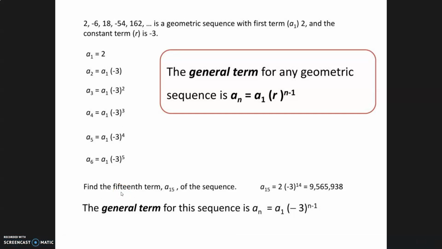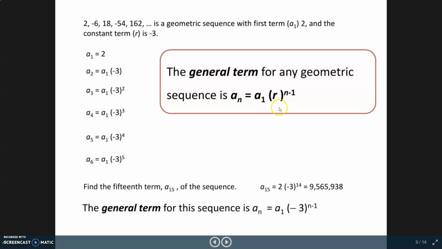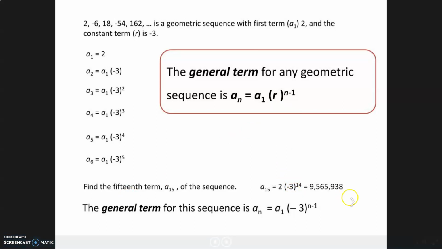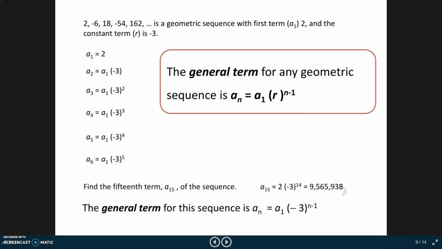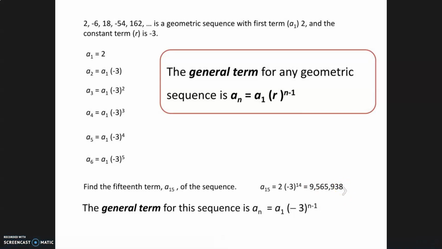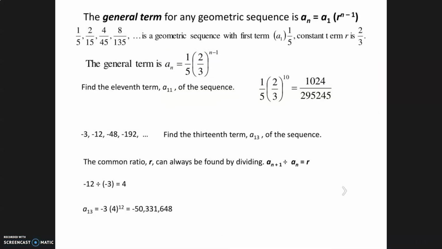So if I want the 15th term, I'm going to plug in 15 as n, I'm going to plug in -3 as R, I'm going to plug in 2 as A1, and I can quickly compute this to be this rather large 9.5 million some number. So it's not all that difficult to work with these two formulas.